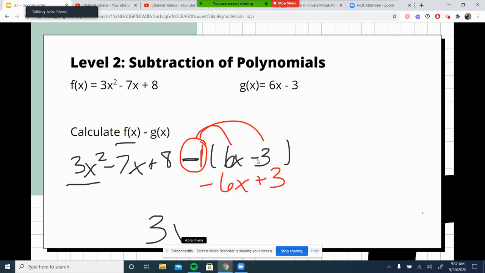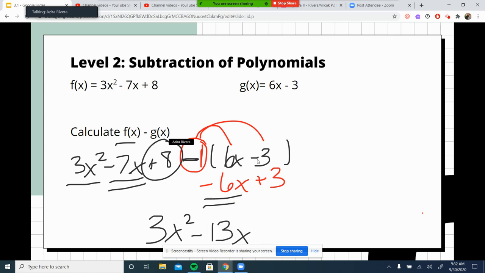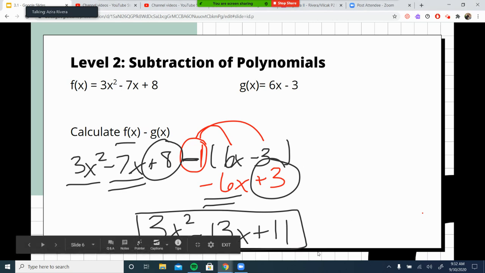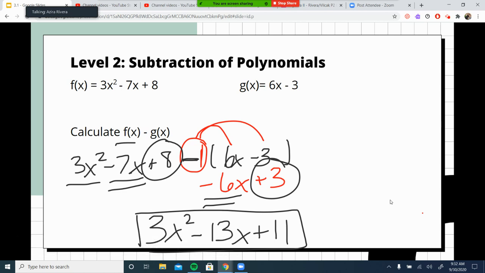So I have 3x squared total. I have negative 7 and negative 6, which gives me a total of negative 13 x's. And then positive 8 and positive 3 gives me positive 11. So again, the one extra step with subtraction of polynomials is making sure that we do this distribution. And again, we distribute it to this entire polynomial. So we change the signs of that g of x.